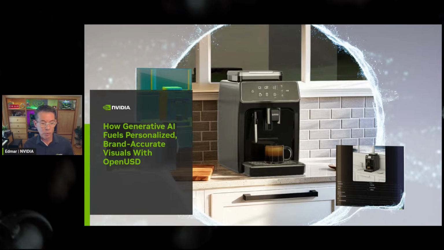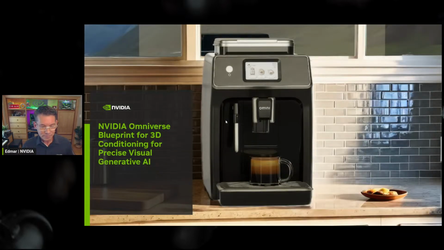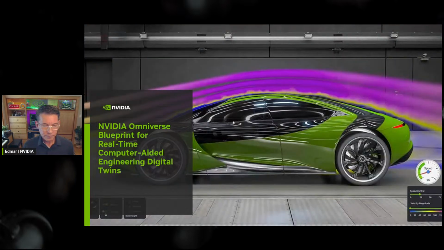How generative AI fuels personalized, brand accurate visuals with OpenUSD. We've talked a lot about this in the past. We had a great live stream with WPP. Check out this blog for more information, but this is revolutionizing the way that content is created and should be very helpful for all of those working in that area. We also have released the NVIDIA Omniverse Blueprint for 3D conditioning for precise visual generative AI. Obviously, generative AI is something we're talking about nearly every day. So this blog will be super helpful for all those looking for additional resources and getting started. We also have a bunch of live streams on this topic you can check out on the NVIDIA Omniverse YouTube channel.